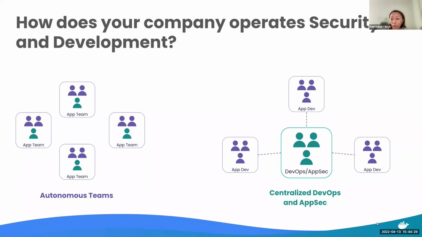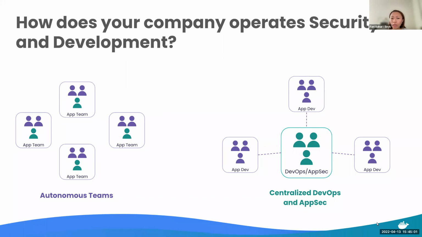Or you are operating in a DevOps or AppSec centric way. Meaning that you have a lot of application teams that really focus on building the application, but then you have DevSecOps, DevOps and application security teams that define the process and define the containers that you have, the base image that you need to have, and then make sure of the security of the image that you will deploy to production.